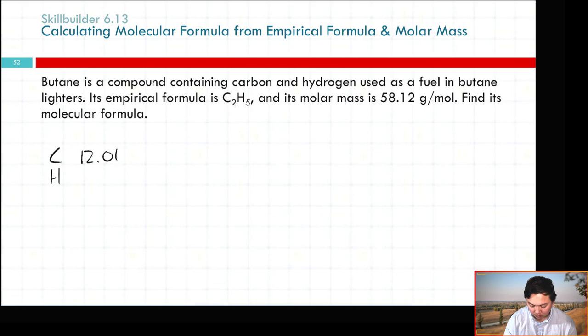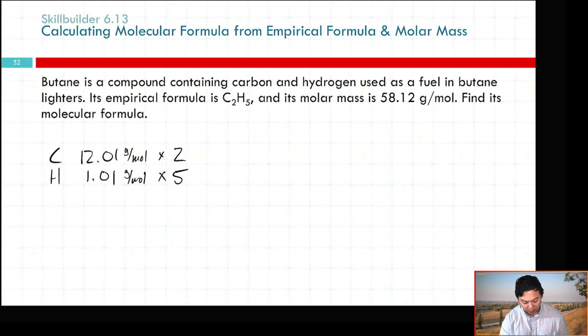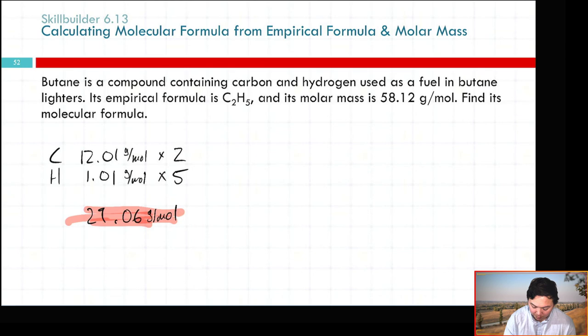12.01, 1.01. Again, these are grams per mole. And we're going to multiply this one by 2. We're going to multiply this one by 5. So 24.01 plus 5.05. Let's do the math quickly. 29.06 grams per mole. This is our, should put a box around it, that's what I'm doing for answers. This is our empirical molar mass, and the actual molar mass is this.